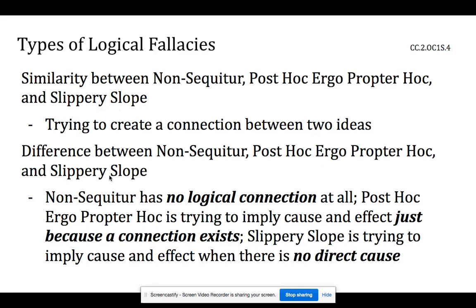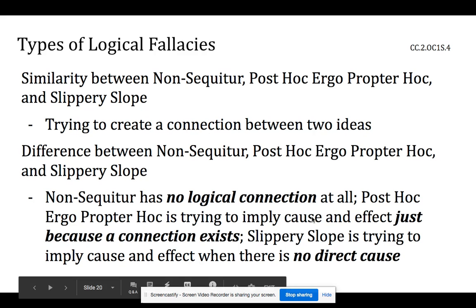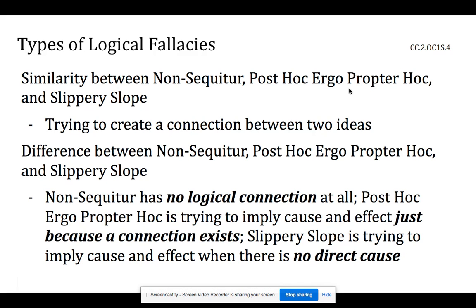The difference between them, though: non sequitur has no logical connection at all. Like, I like curly fries, I should move to Sweden. I don't think Sweden is known for their curly fries. If they are, please correct me. But it's like, oh, that has no logical connection whatsoever. Post hoc ergo propter hoc is trying to imply a cause and effect just because a connection exists. So it's like, yeah, the rooster crowed and then the sun came up. All right, well, the rooster crowing must have caused it. So that's trying to imply cause and effect just because there is a connection. And slippery slope is trying to imply cause and effect when there is no direct cause at all.